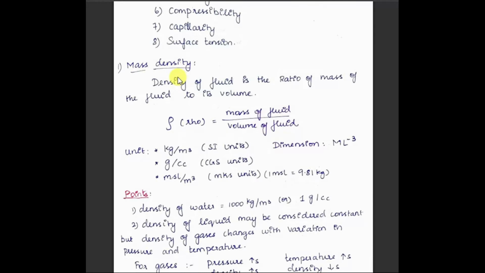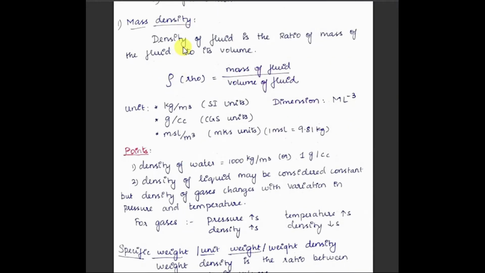starting with mass density. The density of the fluid is the ratio of mass of the fluid to its volume. That is the amount of mass contained in a certain volume. It is represented as rho. So rho is equal to mass of fluid by volume of fluid. Its unit is kilogram per meter cube in SI units, or gram per centimeter cube in CGS system, or metric slug per meter cube in MKS system. So the dimension is M L^-3. This M is for the mass, kilogram, and this L is for the length, that is meters.